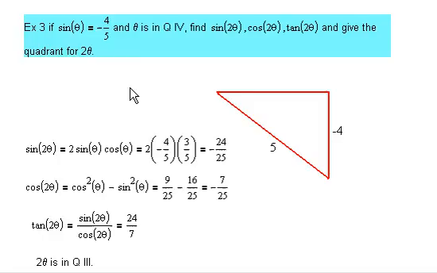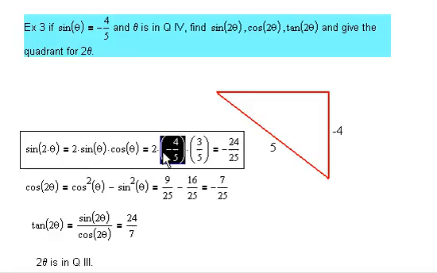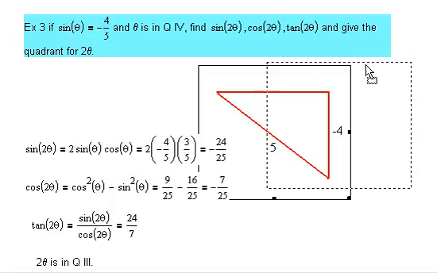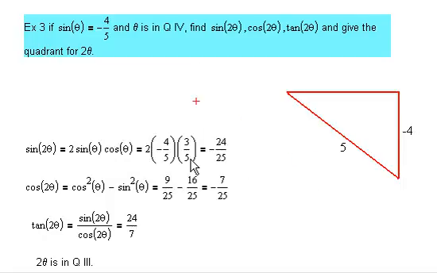And so the sine of 2 theta is 2 sine theta cosine theta, that's 2 times negative 4/5 times positive 3/5. Hopefully you can see why it's positive 3/5. Think about something in the fourth quadrant, the x coordinate is positive. And so hence the sine of 2 theta is just 2 times negative 4/5 times 3/5, which is negative 24/25.